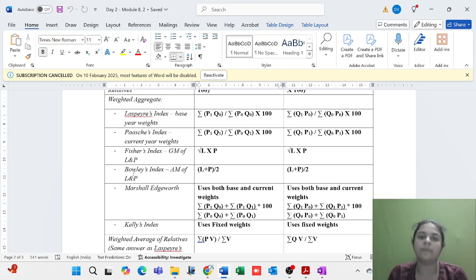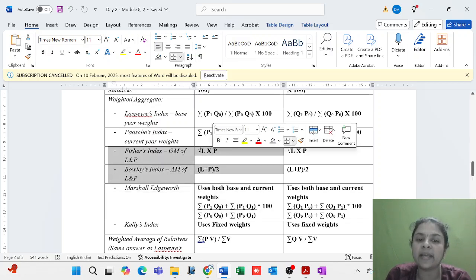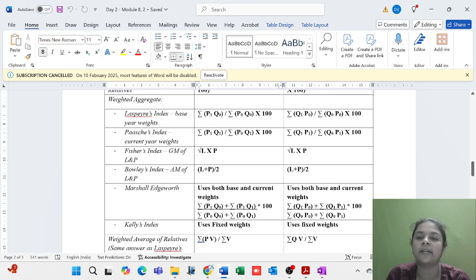So Laspeyres index formula is P1 Q0 by P0 Q0 into 100. Paasche's index is P1 Q1, current year weight, divided by P0 Q1 into 100. Remember, whatever weight is in the numerator, the same weight will come in the denominator also. The value will flip if it is quantity index. For quantity index, for Laspeyres, it is Q1 P0 by Q0 P0 into 100, because price is the weight and quantity is the index. And Paasche's index will be Q1 P1 by Q0 P1 into 100.